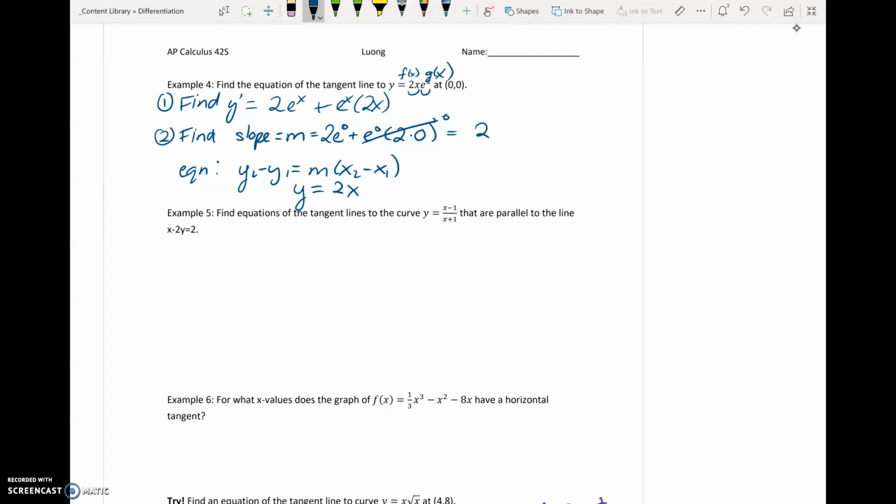Example 5 is very similar, but in this case, instead of being given a point, we're given another line, and it has to be parallel to this line. In order for our curve to be parallel to that line, we need to make sure they have the same slope. So let's rearrange this equation into the form of y equals mx plus b to find what the slope would be.